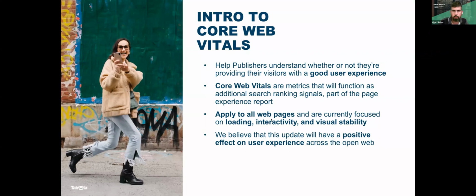So, Core Web Vitals, this Google initiative, will help publishers understand whether or not they provide the visitor a good user experience. What Google did is take Core Web Vitals, the metrics we're going to soon explain, and they will function as additional search ranking signals, part of the current page experience report, which you are most likely familiar with from your Search Console. It will apply to all web pages, mobile web and desktop. The three Core Vital metrics are currently focused on loading time, interactivity, and visual stability. And we believe that this update will have a positive effect on user experience across the open web and will improve the overall user journey.